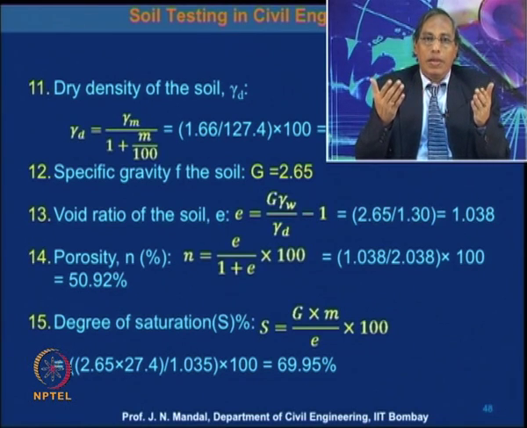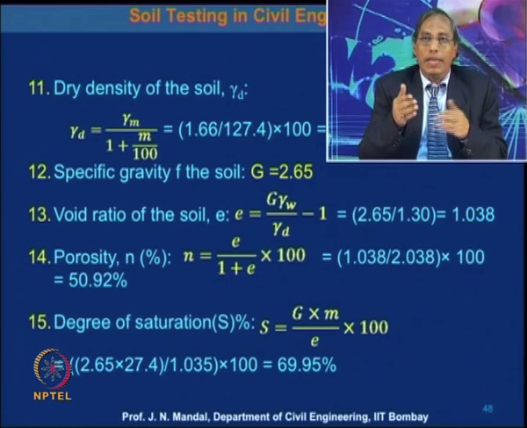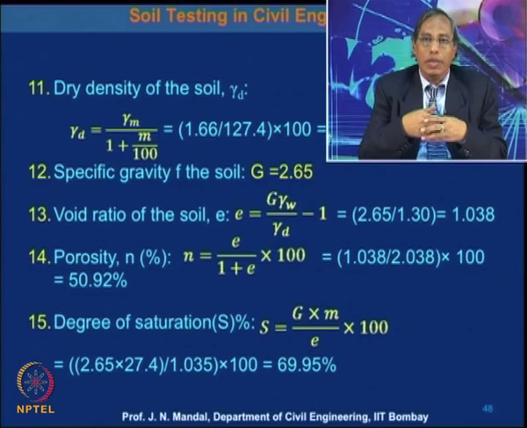Then from this data, the dry density, the moisture content and the specific gravity, you can calculate what the void ratio of the soil should be. So, the void ratio has a relation with the specific gravity and the dry density of the soil. So, the void ratio of the soil, e, will be equal to G gamma W divided by gamma D, minus 1. You know that G is about 2.65, gamma W is 1, divided by gamma D 1.30. So, it gives the void ratio of the soil about 1.038.